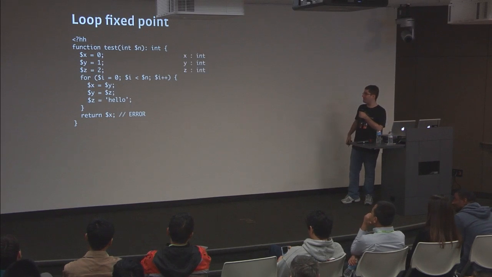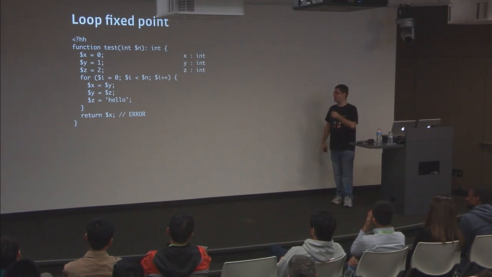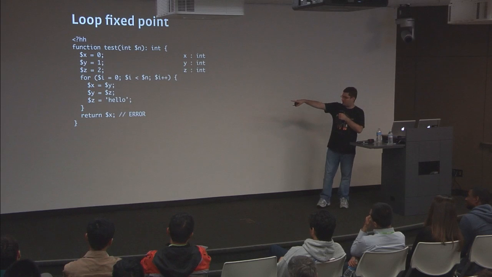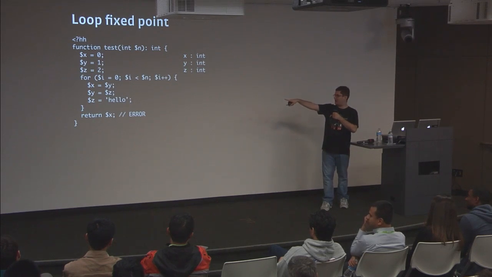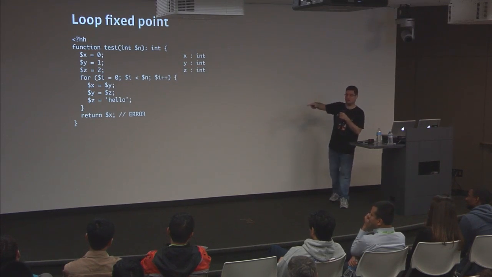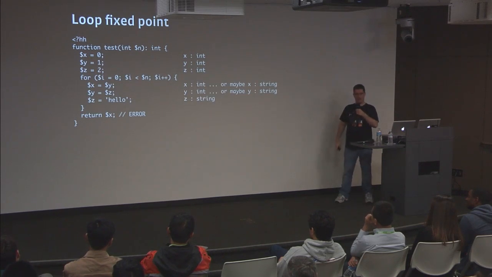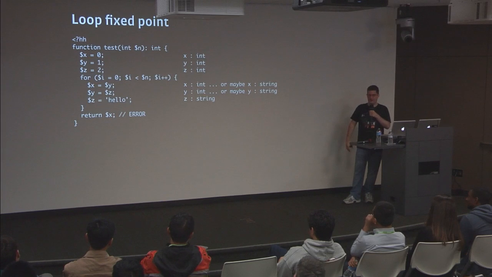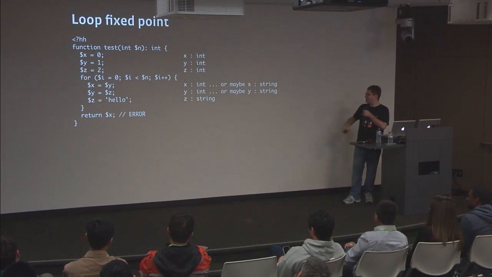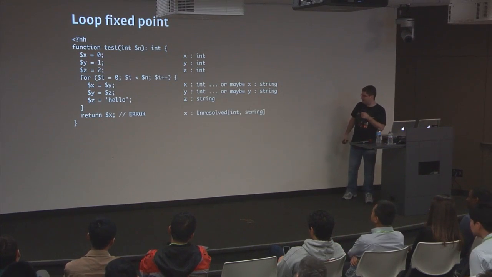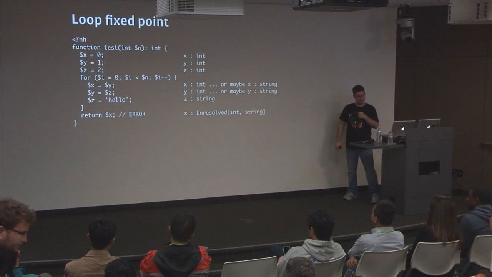So should this be an error or not? What happens here? x, y, and z are going to be initialized to ints, but if you notice I have this chain, z becomes a string, and depending on how many iterations at runtime I go through this loop, the types of these variables may be int, maybe string. z actually might be an int if I go through this loop 0 times. So how do we deal with this? What should the type of x be? The type of x should probably be unresolved of int string.